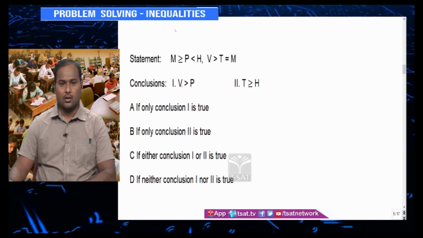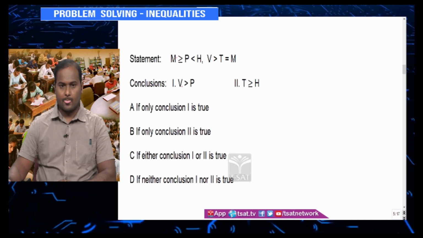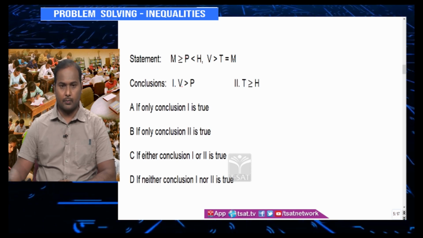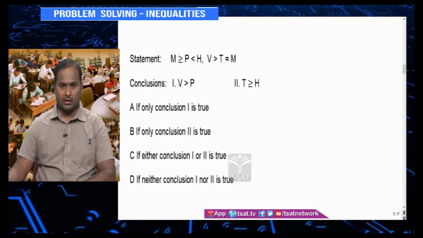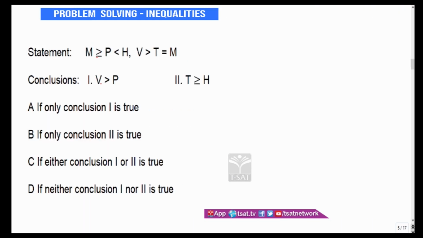See here, in this case two statements are given. One is M greater than or equal to P, P is less than H. In the same way, V is greater than T and T is equal to M. Whenever you see these kinds of questions, you check for the common letter. What is the common letter in both statements? The common letter is M here, and here also the common letter is M. So when you see these two common letters, try to place M only, taking only one M out of these two statements. Let's see how it is.